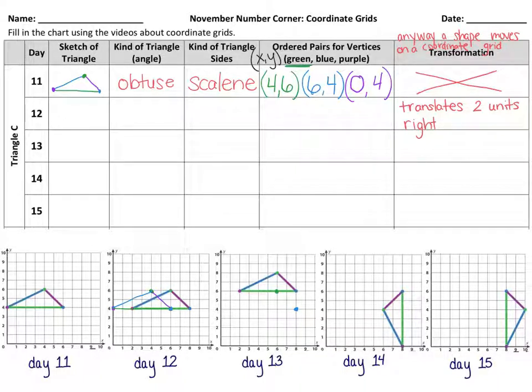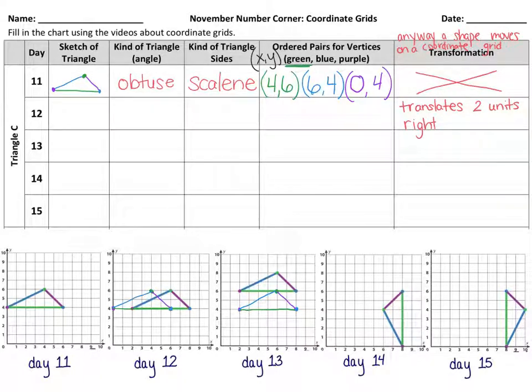And purple was at 2, 4. So we're going to plot on day 13 2, 4. And then we connect our lines.